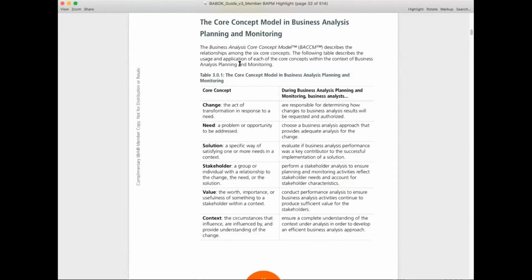All right, and so BABOK describes the core concept model in relation to this particular knowledge area. I talked about the core concept model last week, so I'm not going to go over it again this week because it's not a huge concept for the exam, at least not to this extent. The exam focuses more on the core concept model in general, not specifically how it fits within a particular knowledge area.